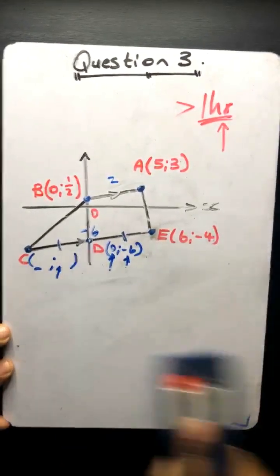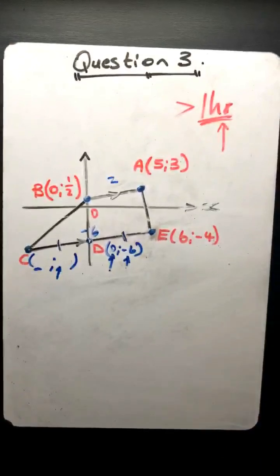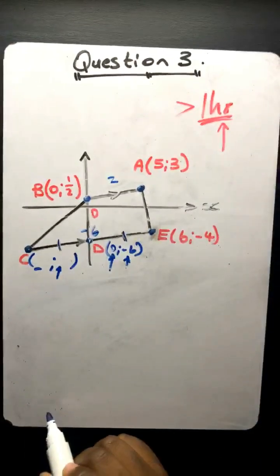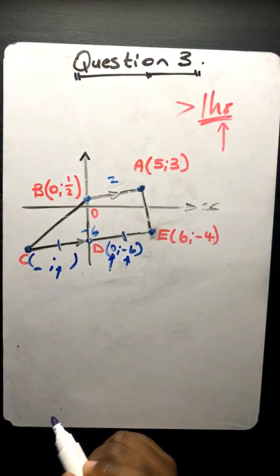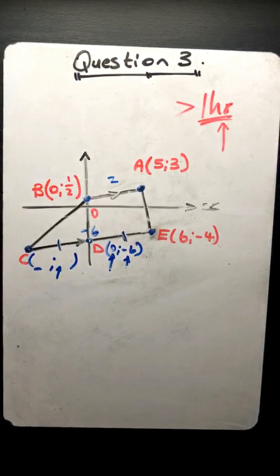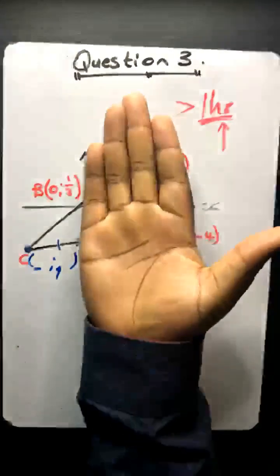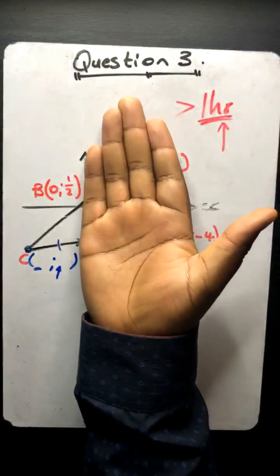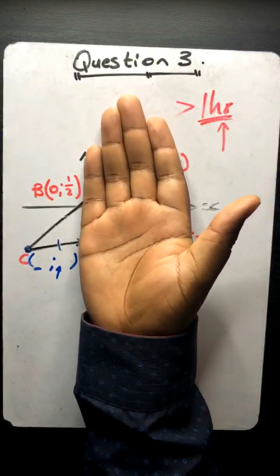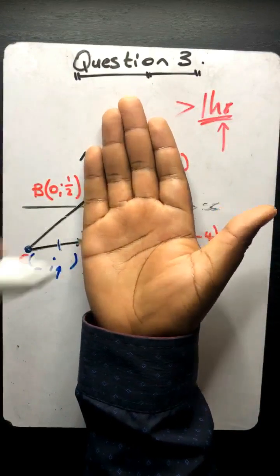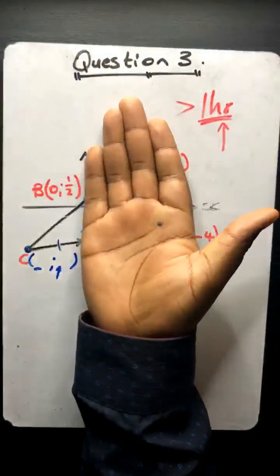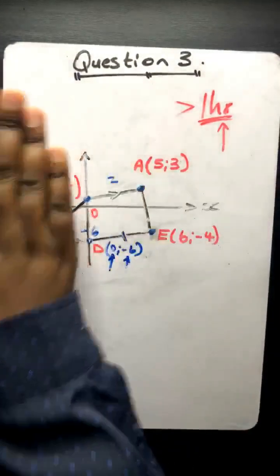Guys, please make sure to wake up. Very quickly, 3.4. If K is the reflection of E in the y-axis, write down the coordinates of K. This is where you need to remember that when you reflect something about the y-axis, you take this point from there, and then you take it and put it this side.